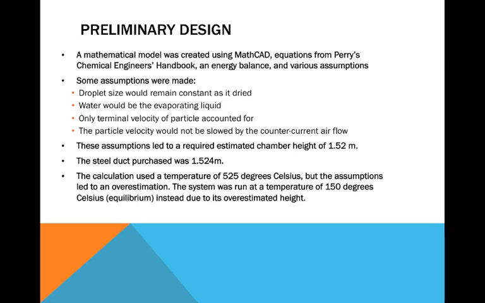The calculations performed led to a dryer height of 1.52 meters and an operating temperature of 525 degrees Celsius. The duct used was exactly 1.524 meters in height, but using one hot air gun in countercurrent, the operating temperature of the system reached equilibrium at only 150 degrees Celsius. Due to the increased residence time created by countercurrent flow and the likely overestimation in the required chamber height, the team decided that experiments were still likely to be successful at 150 degrees Celsius.